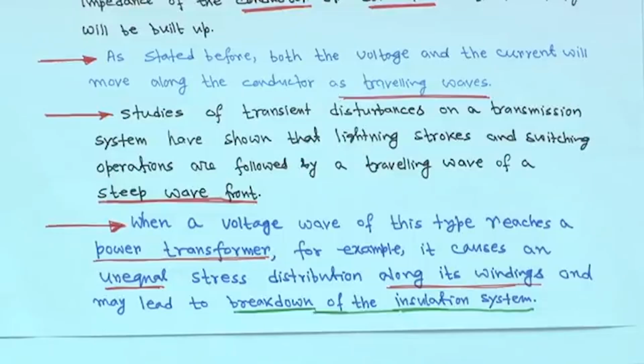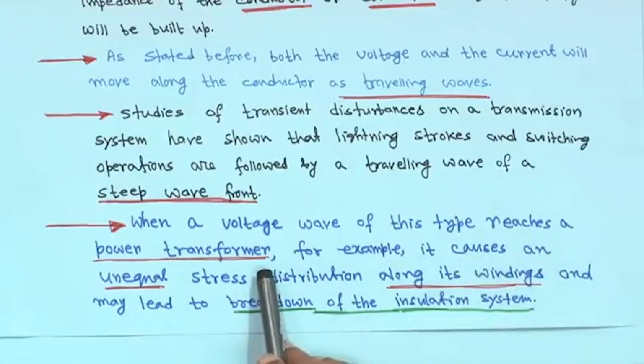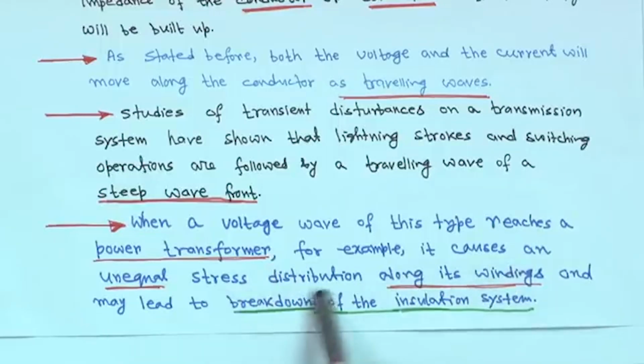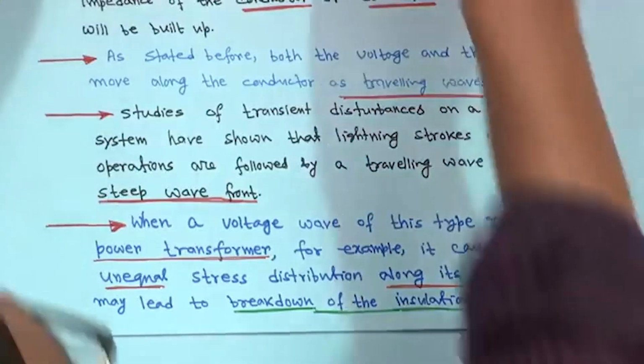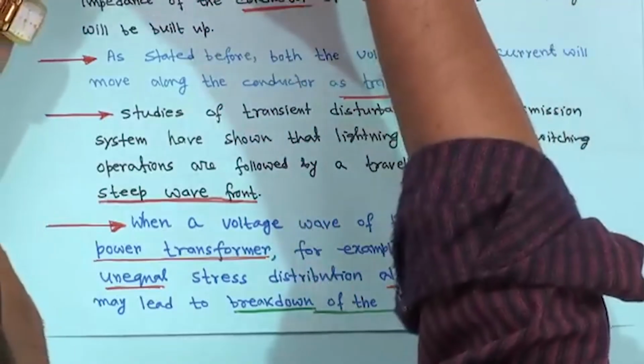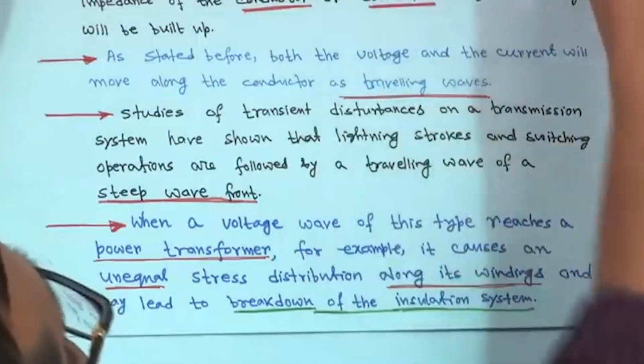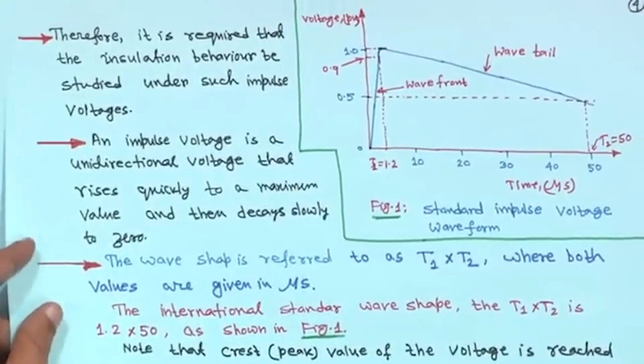In that case, when this kind of wave reaches a power transformer, say at the substation, it causes an unequal stress distribution along its windings and may lead to breakdown of the insulation system. The winding insulation will break down and the transformer will be damaged. So, a lightning stroke is a very strong phenomenon, and you have to protect the power system.